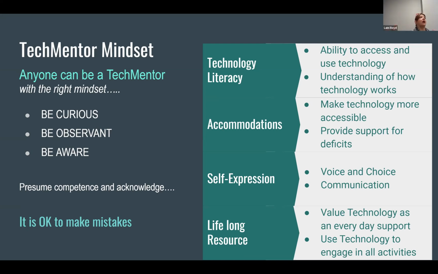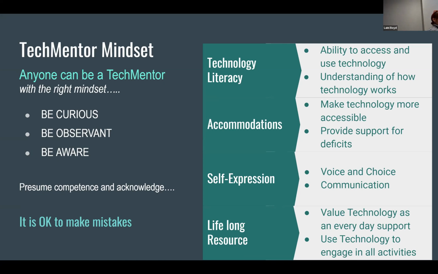I need to know kind of how to make accommodations. Now, I might not know everything about accommodations, or you might not know everything about accommodations, but you can call someone. That's how you build a team. Figure out what accommodations you need. Go through the steps, figure out those accommodations. You empower voice and choice and communication and self-expression.